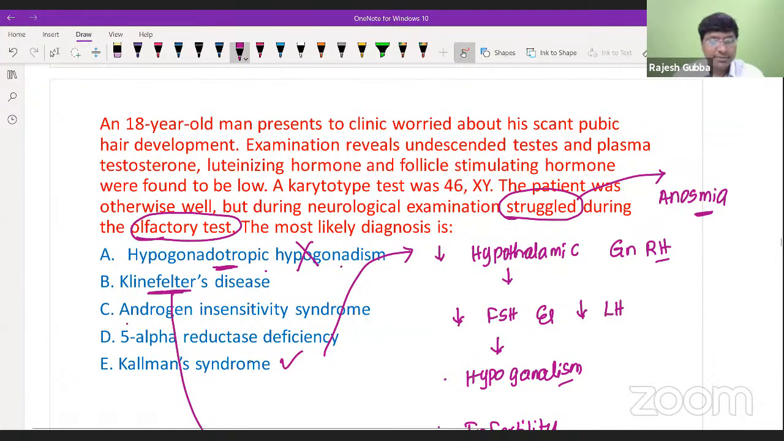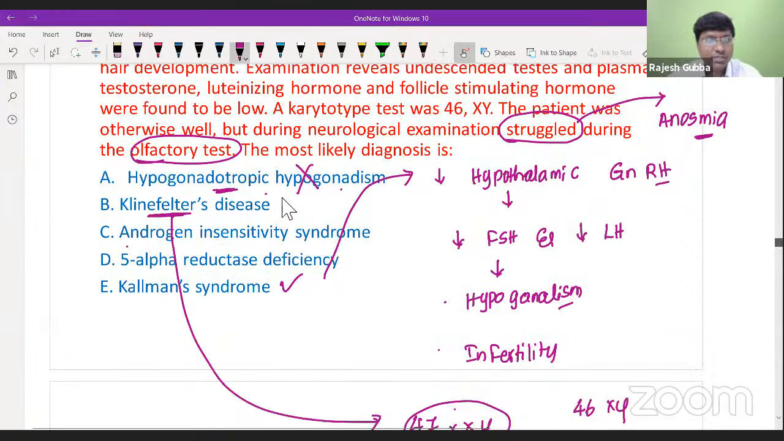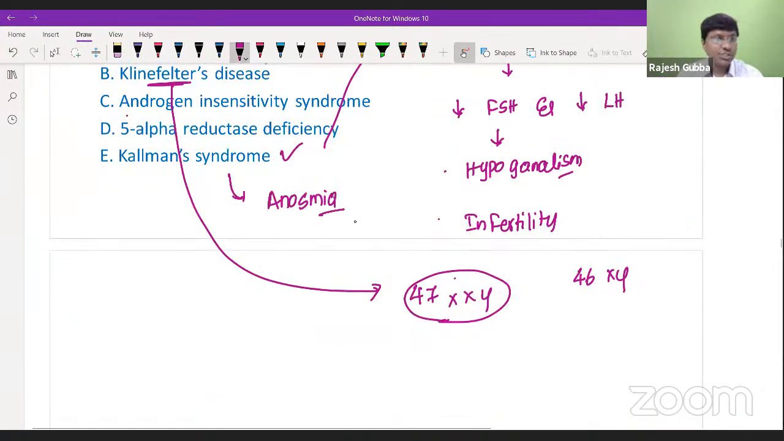So anosmia is characteristically seen in patients with Kallmann syndrome. Anosmia is what? Loss of sensation of smell.